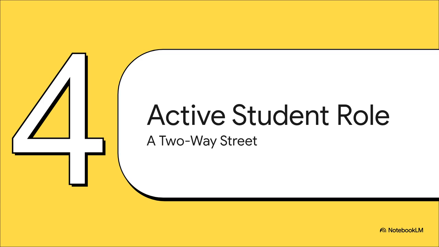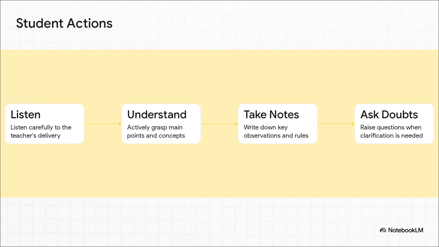Let's flip the script in Section 4, the active student role. It really is a two-way street. To combat that spectator risk, we have to realize that a classroom transaction is never just a monologue. Even in a teacher-centric lecture, success requires serious action from your audience. The student's journey means listening carefully, actively working to understand the main points, taking diligent notes, and crucially, asking doubts where necessary.